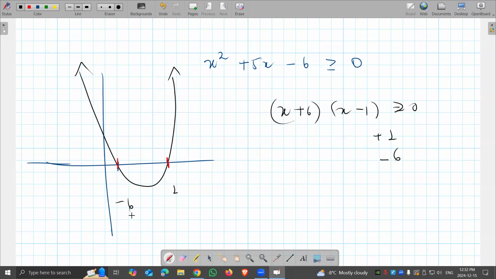So what's the answer to this question? Again, when is it above the x-axis? When are the y values positive? Less than -6 and greater than 1. Yes. Okay, that's it for quadratics anyways.